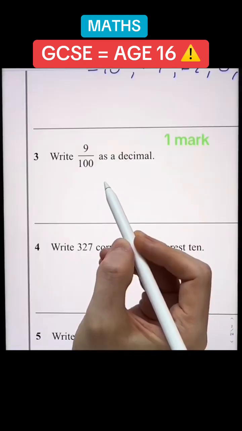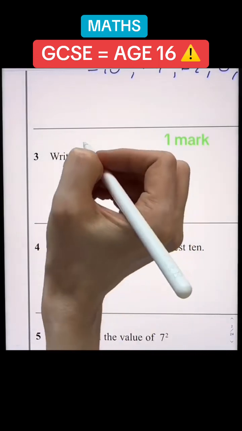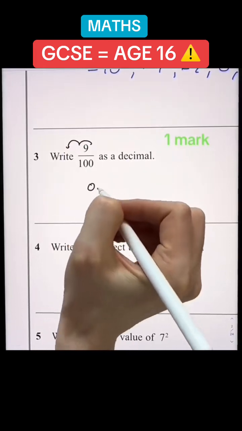Question 3. Write 9 over 100 as a decimal. When dividing by 100, we just move the decimal in 2 places. If there's no decimal to start with, it's at the end. So move the decimal in 2 places. It's going to get 0.09.